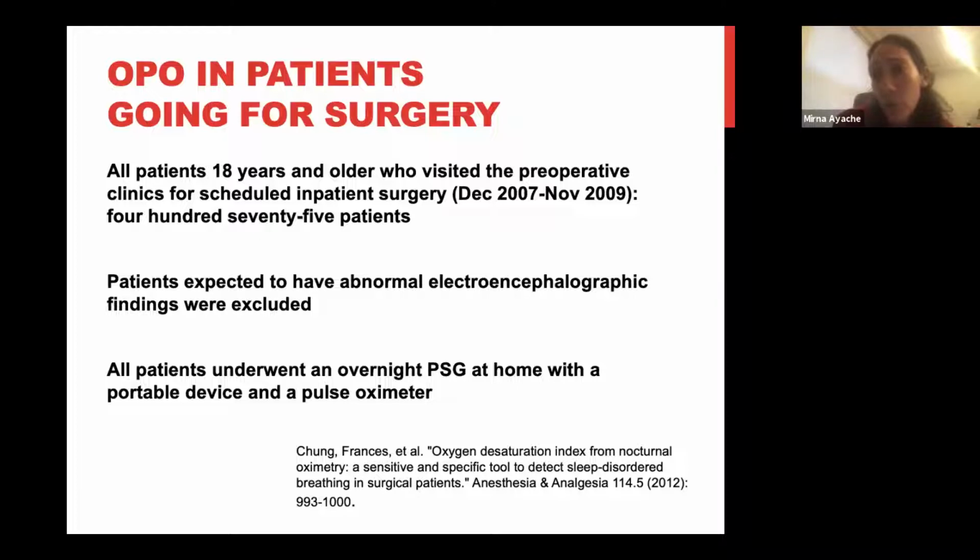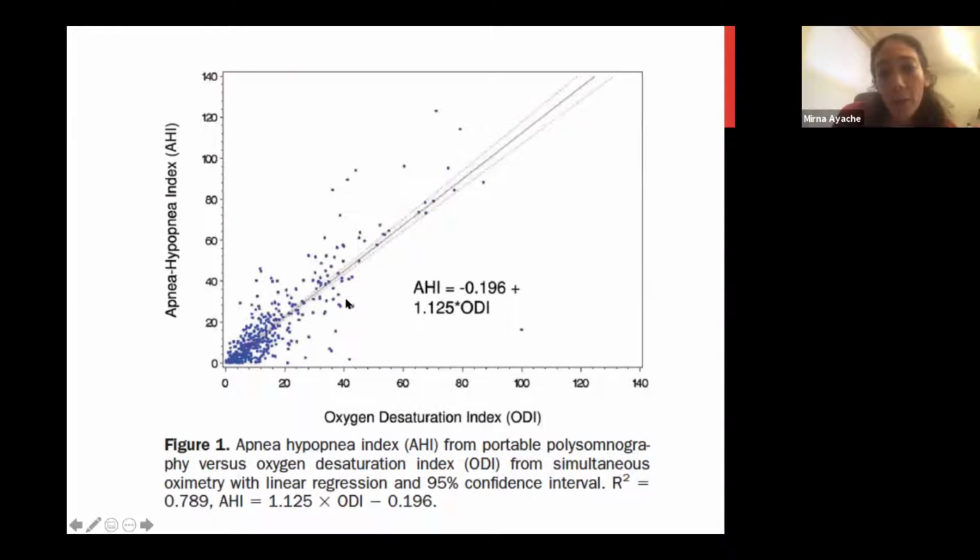This is one of the largest studies that looked at this, and they had 475 patients that were going for surgery. They were 18 years old or older, and they were going for some type of operation. Before their operation, they underwent a home PSG and a pulse oximetry. And they found a very good correlation between AHI and ODI, and they were able to fit it in a straight line with an equation.